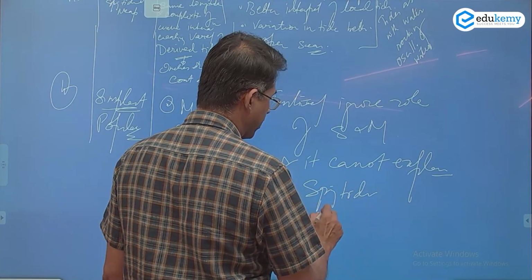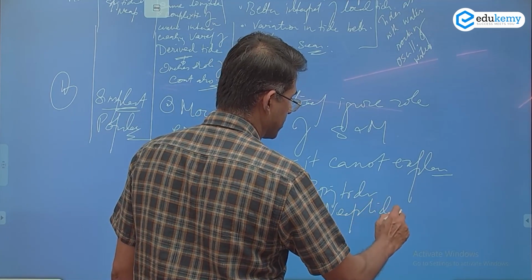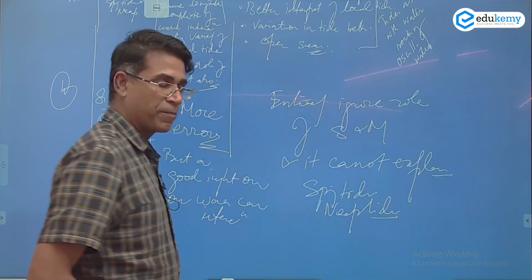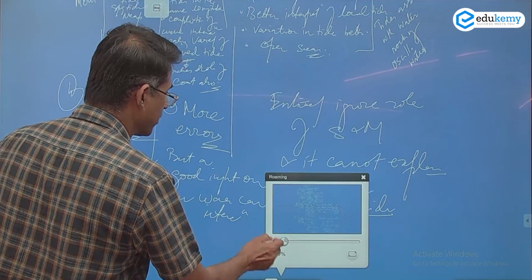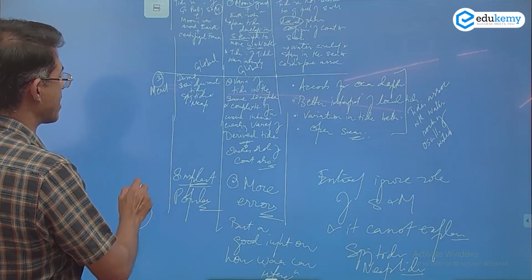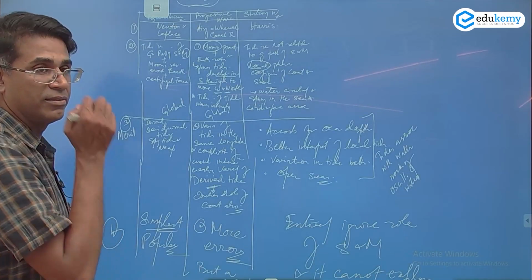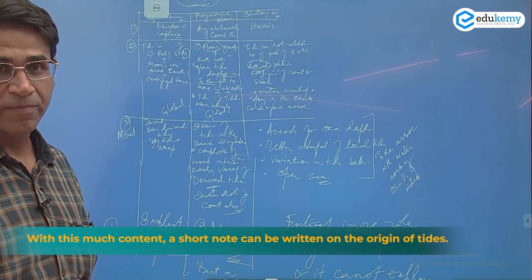It can't explain the neap tides, and so on. So if you have this much content, I believe you can write at least one short answer on the origin of the tides. Okay?